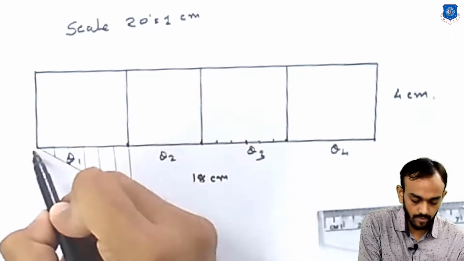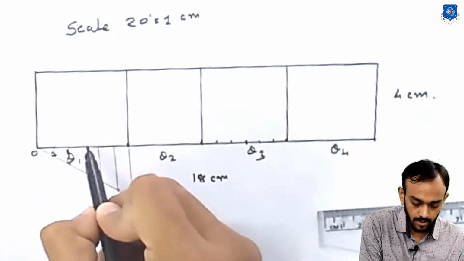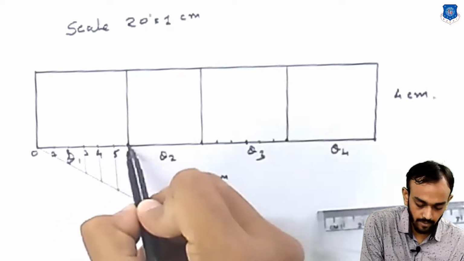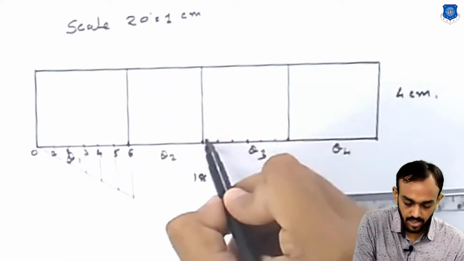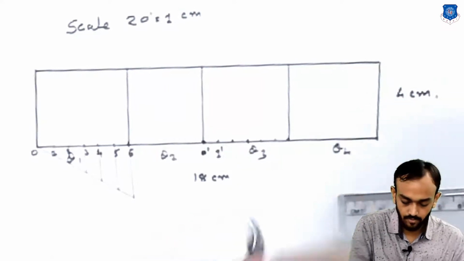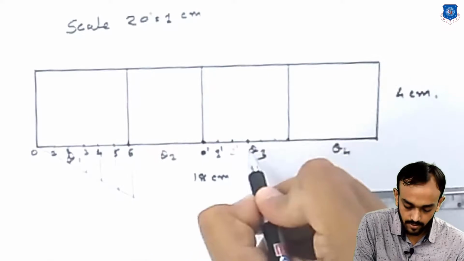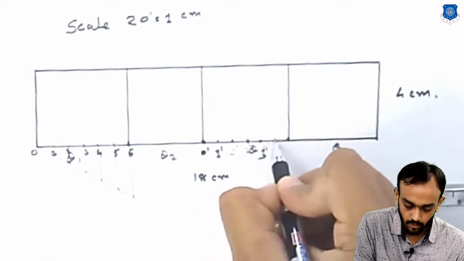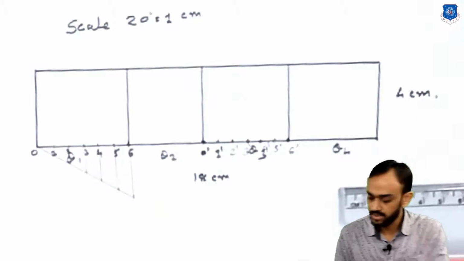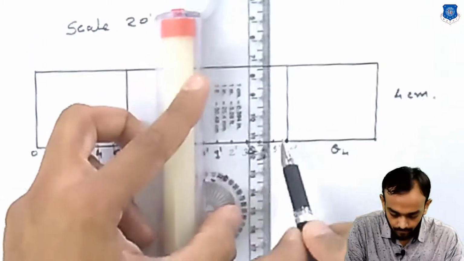So here will be 0, 1, 2, this will be 3, 4, 5, 6, and the same here it will be 0 dash, 1 dash, 2 dash, 3 dash, 4 dash, 5 dash, and the last point will be 6 dash. So let's make the line here.